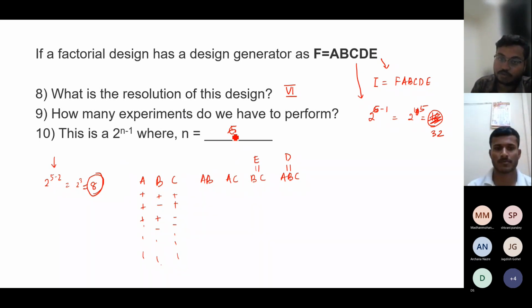So ABC will be replaced by D, and any of these three will be replaced by E. That I understood, sir, that is not an issue. One step behind you, go take another sum, I will tell.